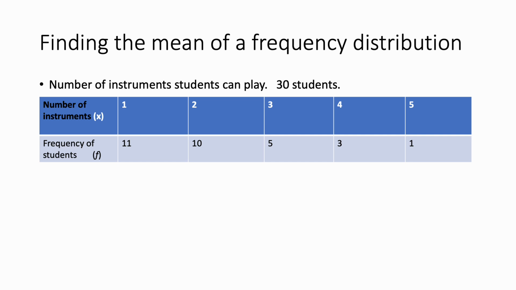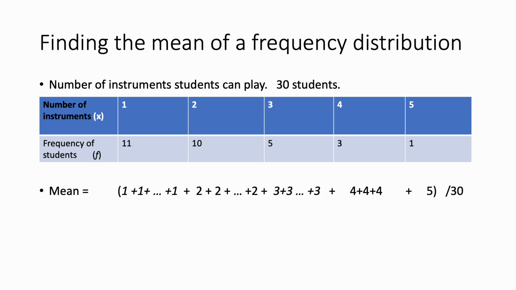Similarly, 10 students said that they could play 2 instruments. And similarly, the answer 3 was repeated 5 times, the answer 4 was repeated 3 times, and the answer 5 was given only once. So we can call these counts the frequency of the data, and the table represents the frequency distribution that we have seen in an earlier video.